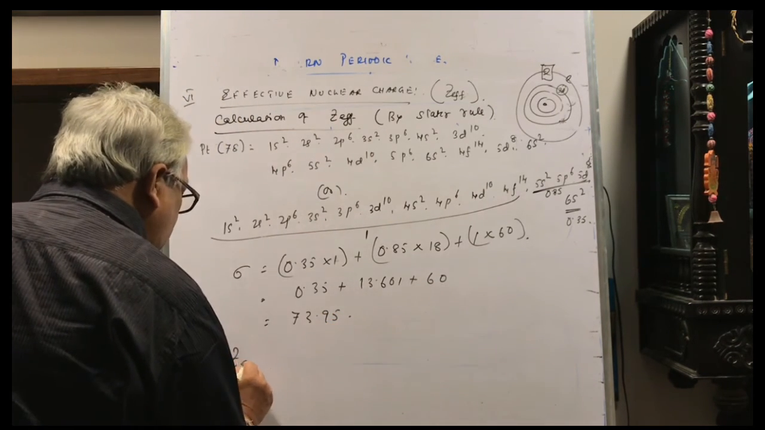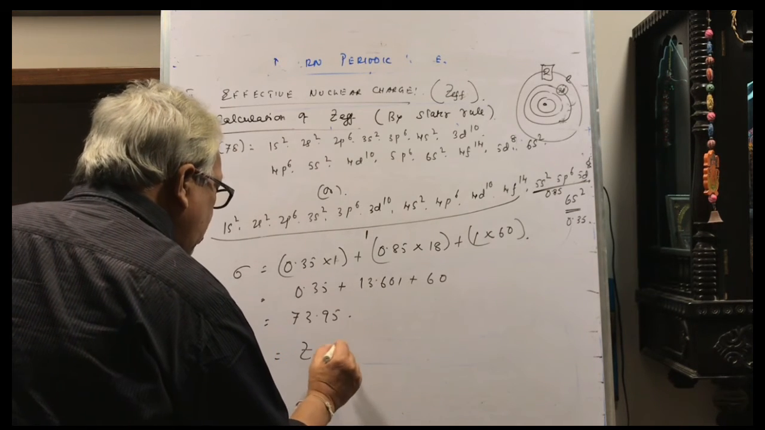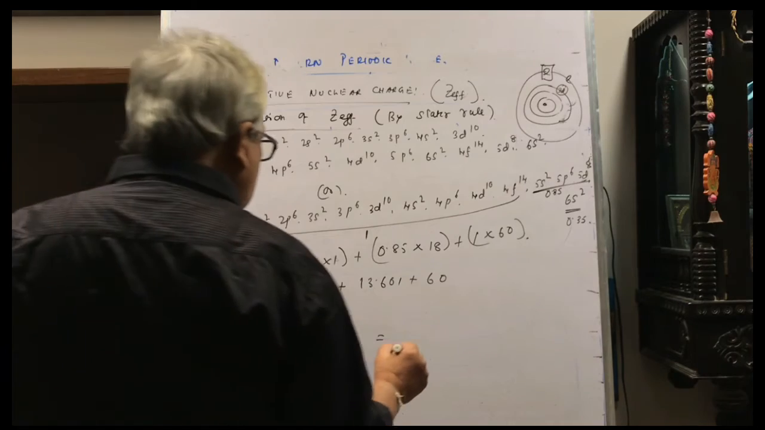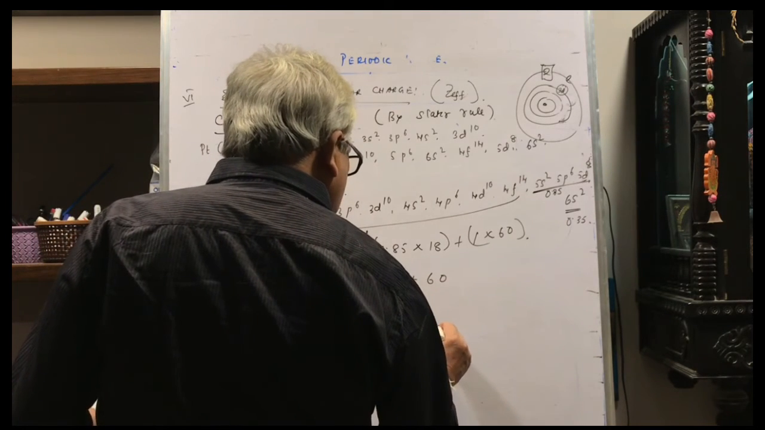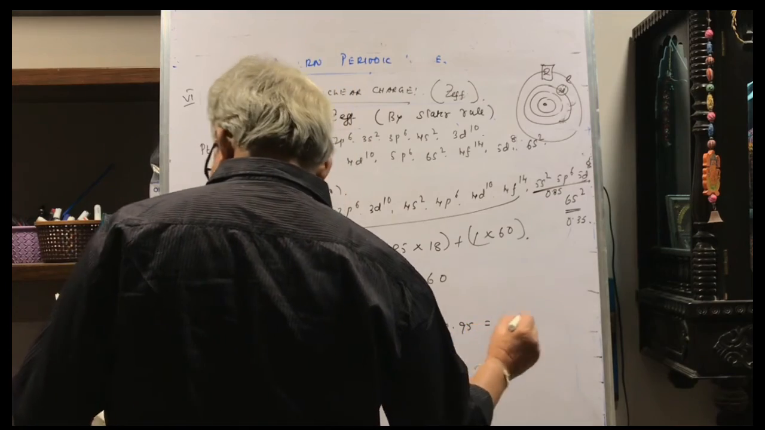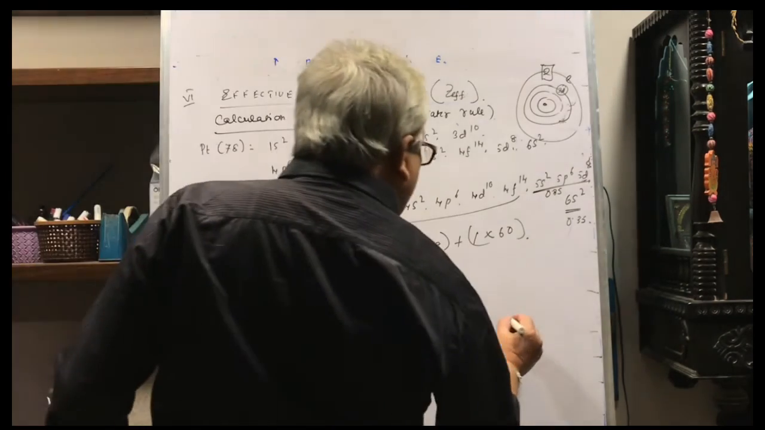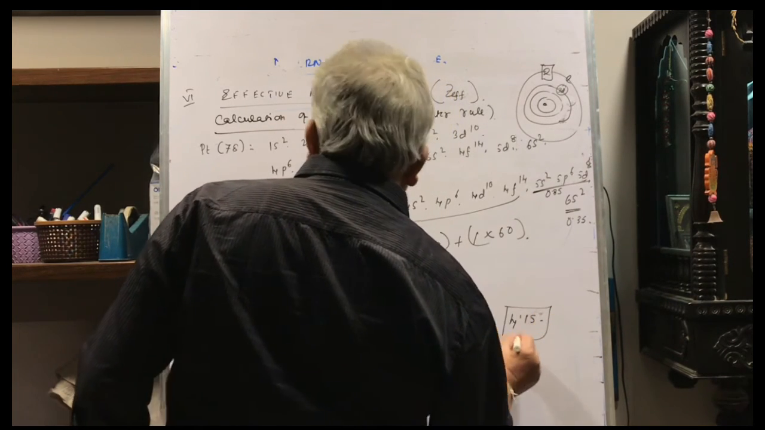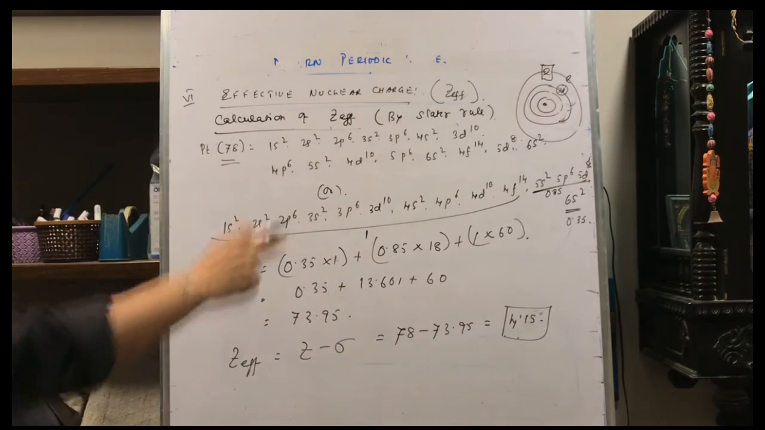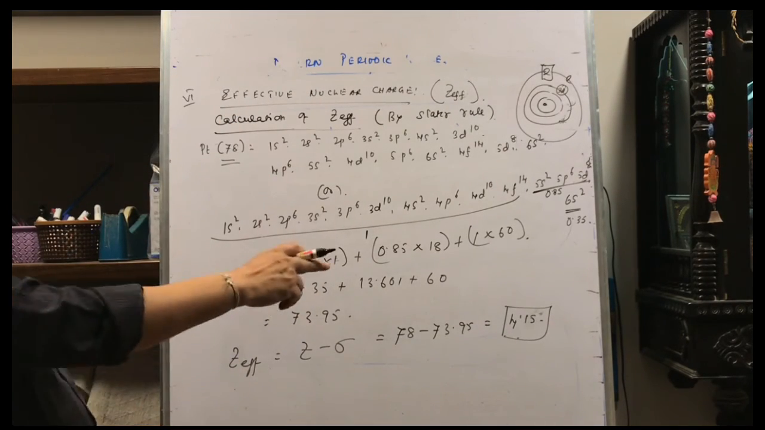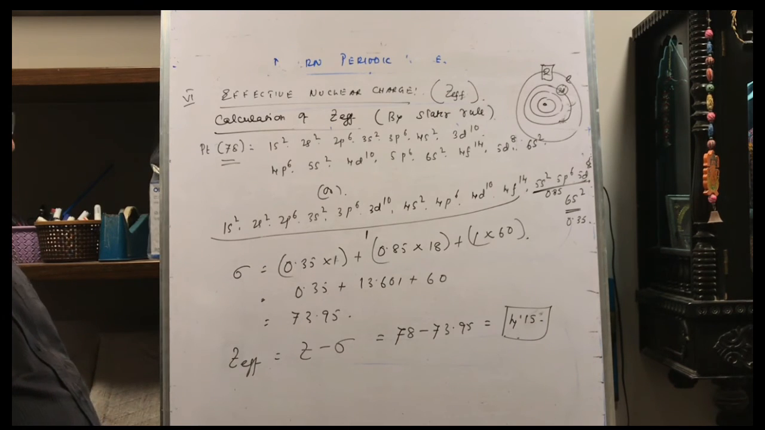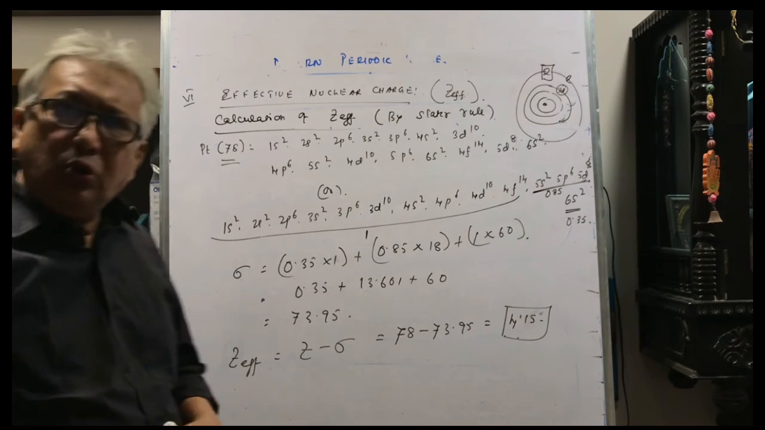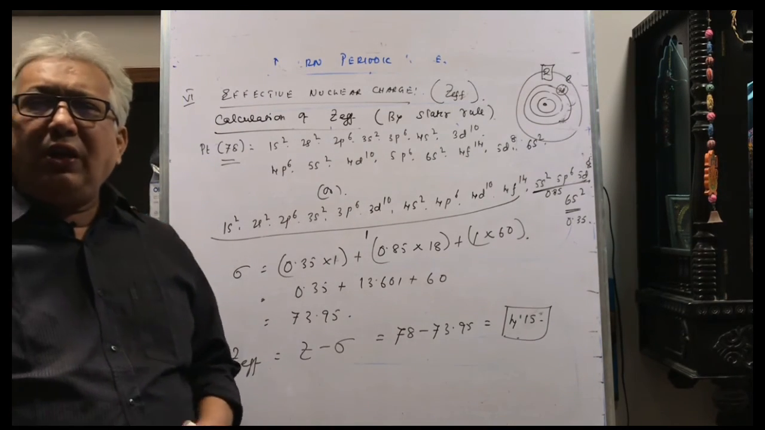So Z effective will be equal to Z minus sigma. Z is how much? 78 minus 73.95. So this will be 4.15. Now if you see, the fellow has got 78 protons inside, but the outermost shell 6s electron is enjoying attraction, the effective nuclear charge is only 4.15. So that is how it goes. Is it okay, children? With that, I think we have understood how to do the calculation of effective nuclear charge.